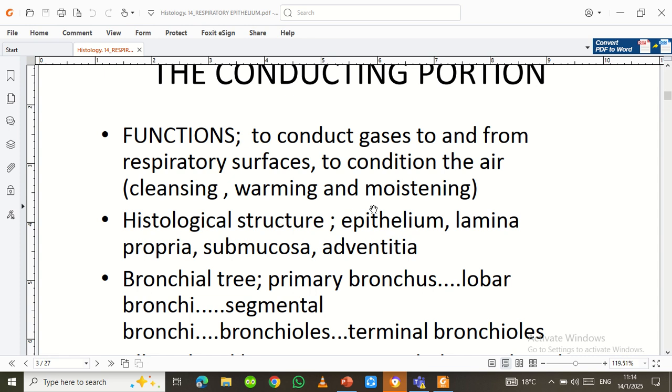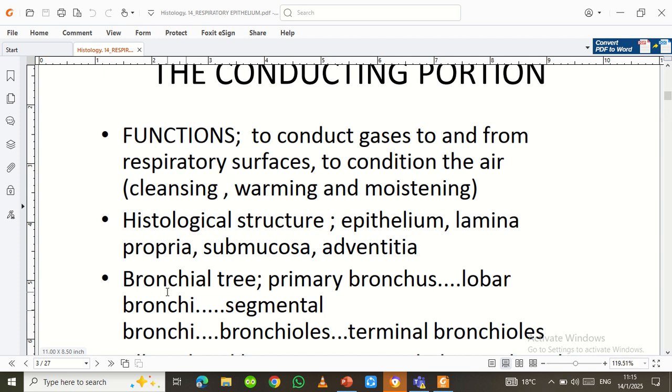Serosa you're going to see when you get to your abdomen, where the outward portion of your gut is surrounded by visceral mesothelium cells of the parietal layer.